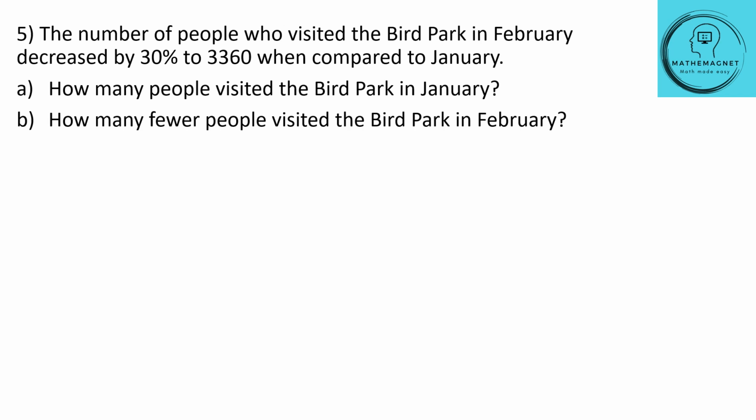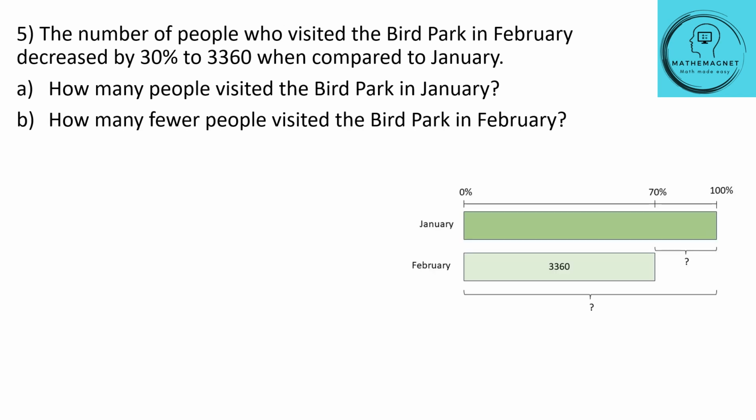So that becomes 100 minus 30%, that is 70%. Only 70% of people have visited in February. Let's begin by drawing the bar model. Now in January, we know 100% of the people have visited.